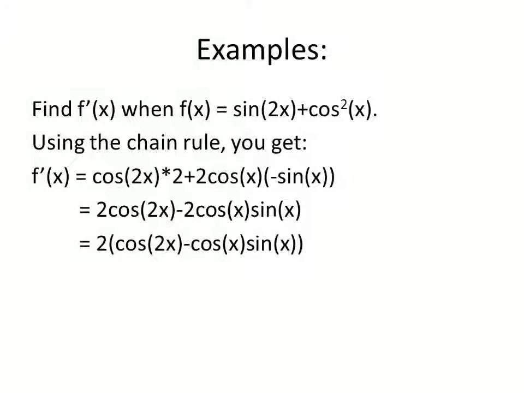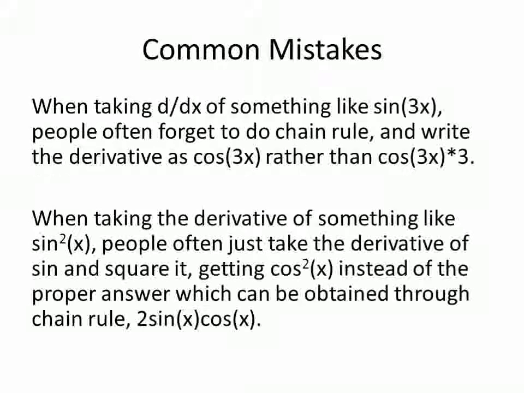This gives us 2 cosine of 2x minus 2 cosine of x sine of x, which can be simplified to 2 in parentheses, cosine of 2x minus cosine of x times sine of x. A common mistake here is when people take the derivative of sine of 2x, they forget about the 2x, making their derivative cosine of x times 2 instead of cosine of 2x times 2.